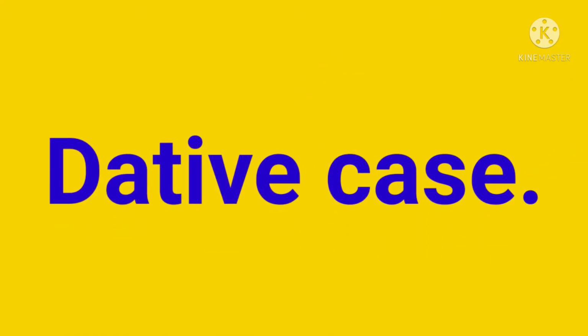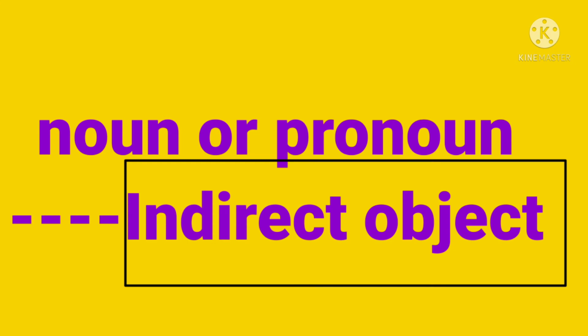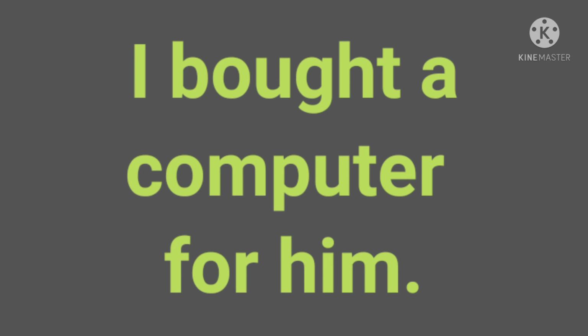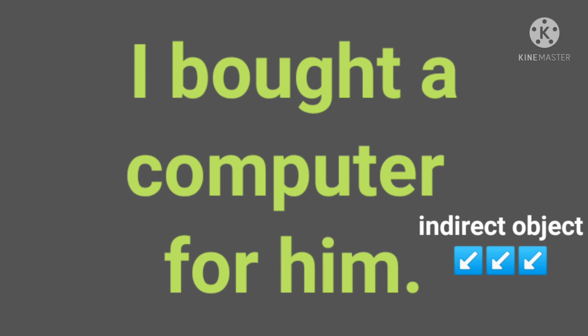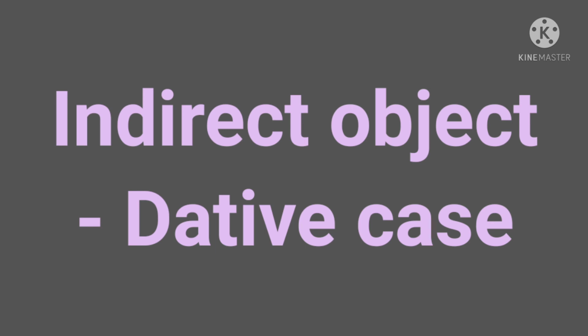If so, then tell me what is dative case? A noun or a pronoun plays the role of an indirect object in a sentence. It is said to be in the dative case. Check this example. I bought a computer for him. Answer me, for whom did the subject buy a computer? Answer is for him, which is the indirect object. And that is called dative case. This indicates that indirect object is said to be dative case.